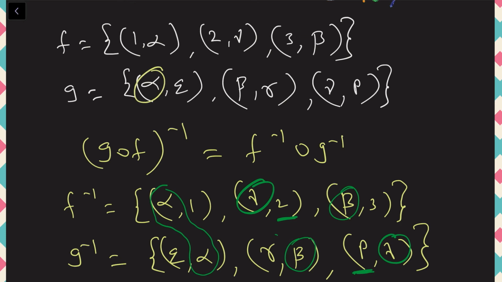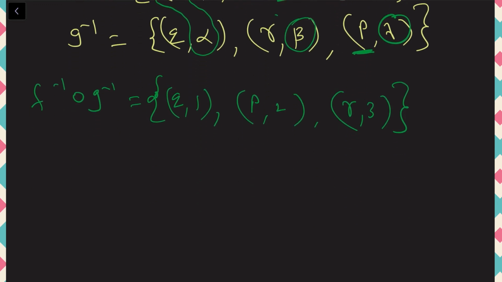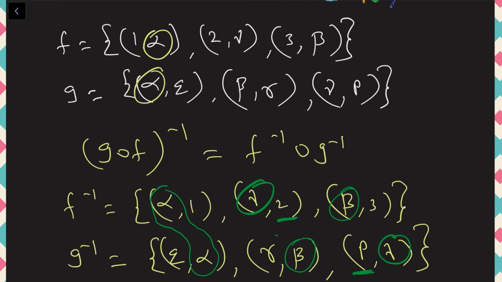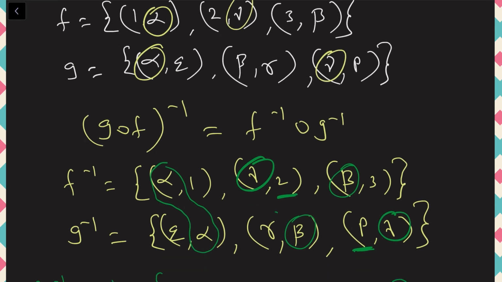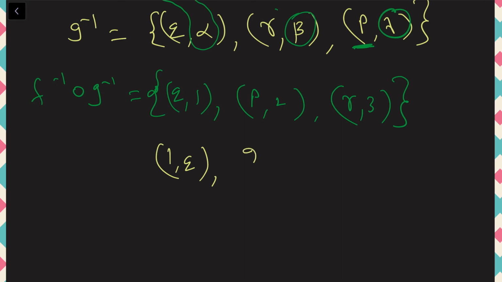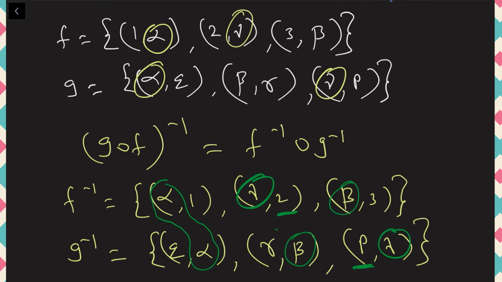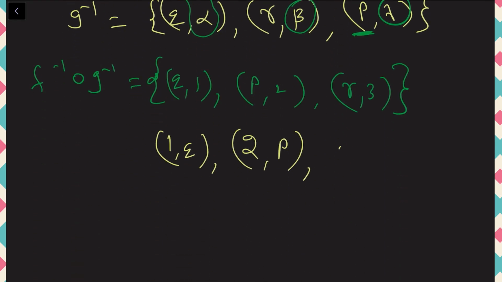Here alpha, alpha both if we remove, we will get 1 comma Q. Next, here gamma, gamma both if we remove, we remain with 2 comma P. Next, here beta, beta if we remove, we will remain with 3 comma R. Then we got 3 comma R. This is the value of G of F.